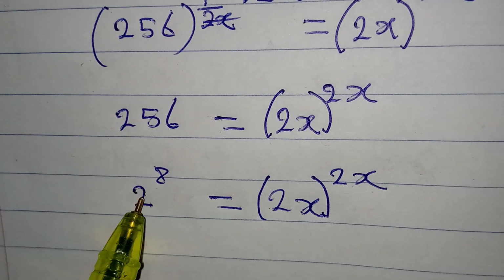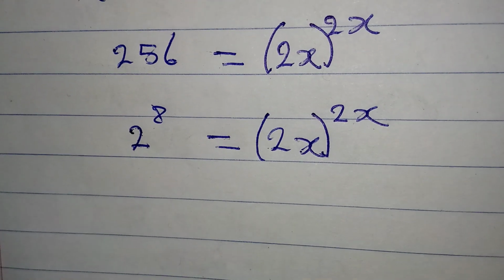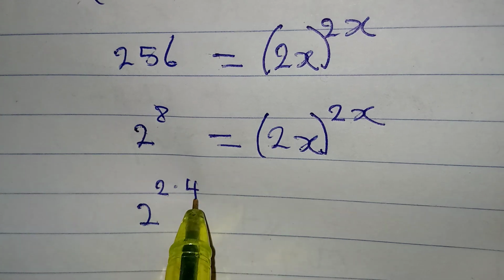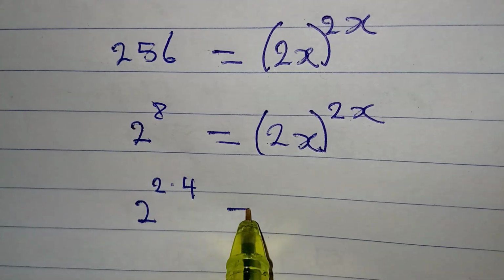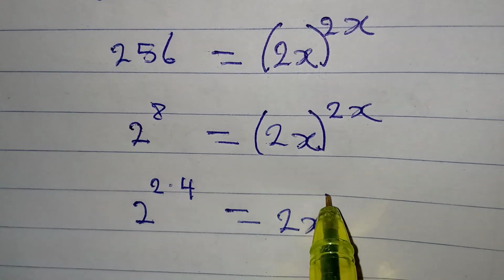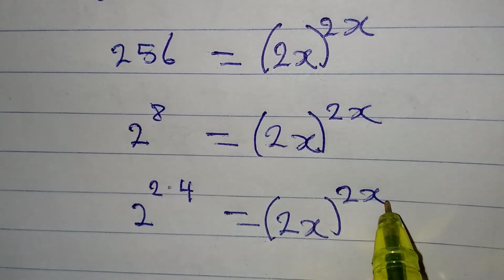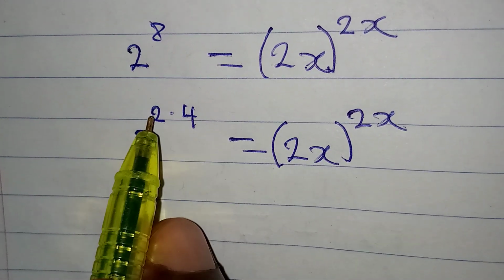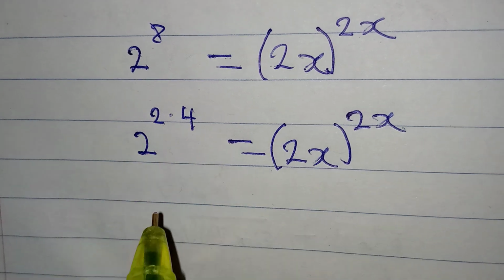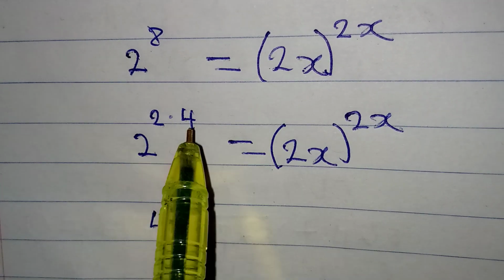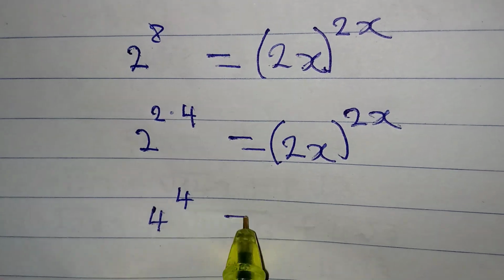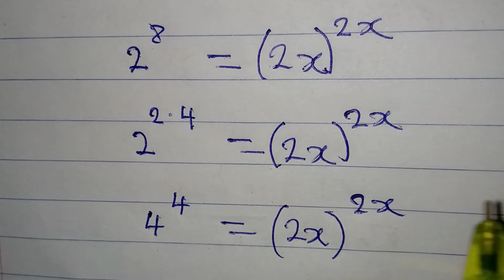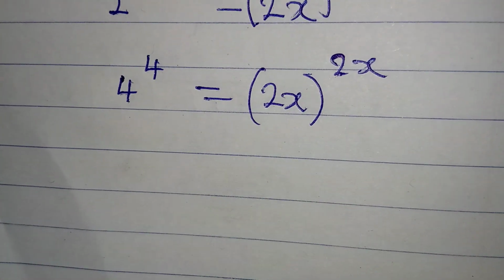Now let's make sure we have the same number to the same base here on the left, meaning we can have 2 to the power of 2 times 4, right? Because 8 is 2 times 4, and that will be 2x to the power of 2x. Now the next thing we will do is to raise 2 to the power of 2, and that will give us 4, then to the power of 4, which is now equal to 2x to the power of 2x.